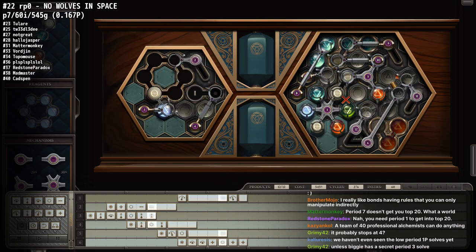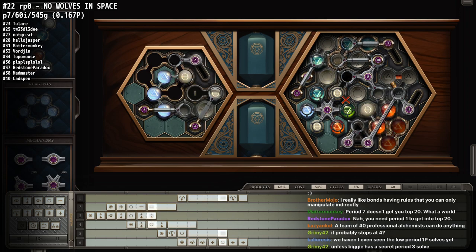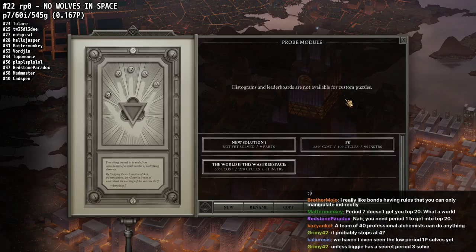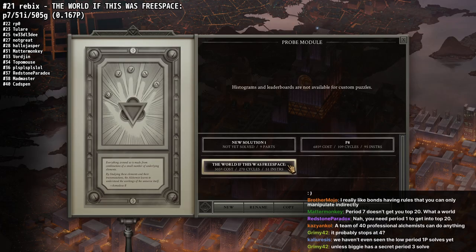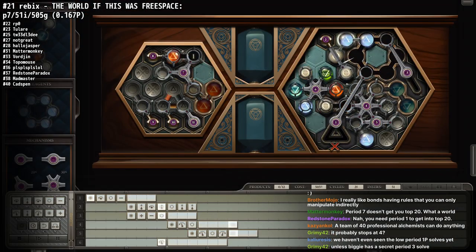I'll say right now, I'll be utterly amazed if there's a period 3 solve this week. Yeah, next up we have Rebix at 21st. That will really shock me. The world if this was free space.